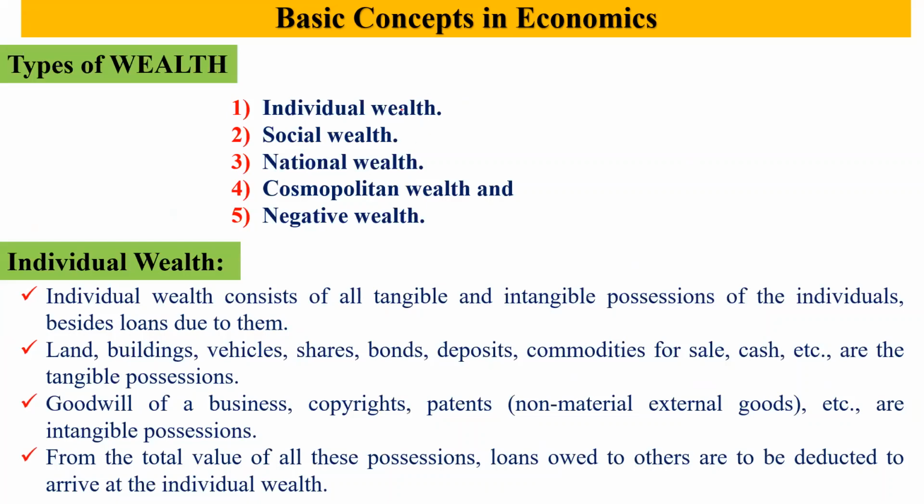Then there are 5 types of wealth. First is individual wealth, then social wealth, national wealth, cosmopolitan wealth, and negative wealth. So we'll see them one by one.